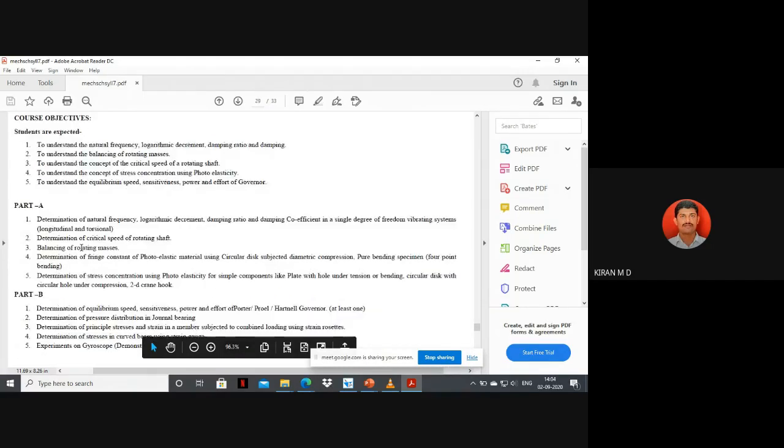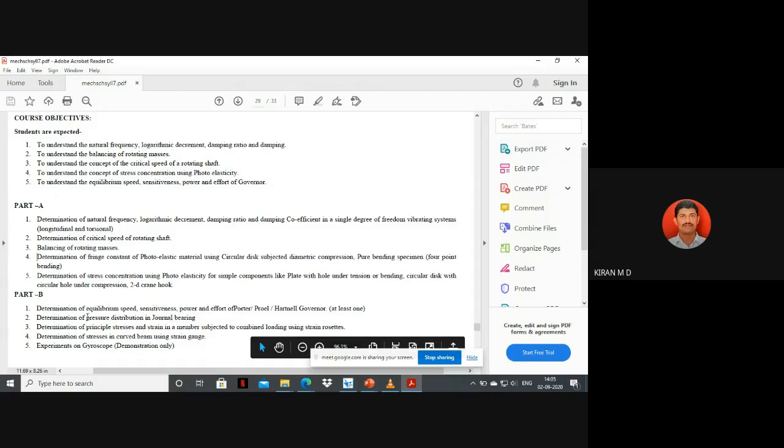In part B, you have determination of equilibrium speed, sensitiveness, power, and effort of the Porter, Proell, or Hartnell governor. Any one governor we need to test.